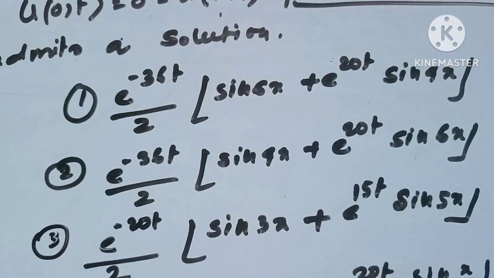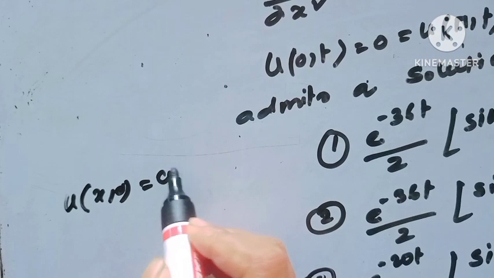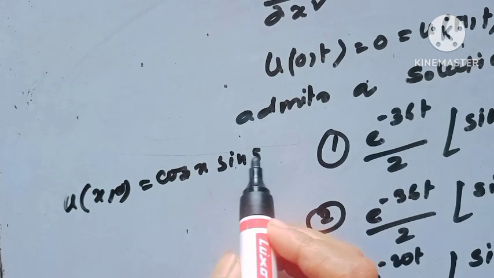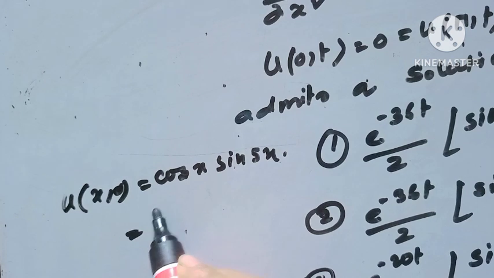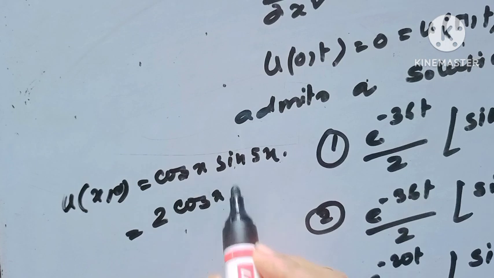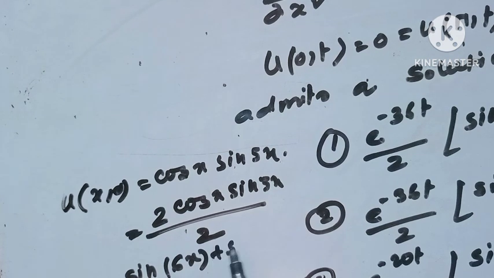For this, since u(x,0) equal to cos x sin 5x, we all know if you multiply by 2 and divide by 2, then 2 cos x sin 5x over 2, where 2 sin a cos b is, as we all know, sin(a plus b), which means sin 6x, plus sin(a minus b), that means sin 4x.